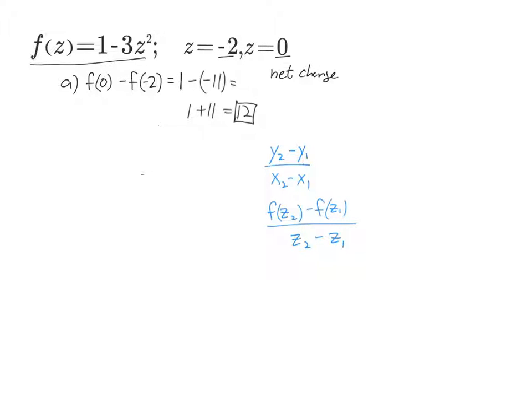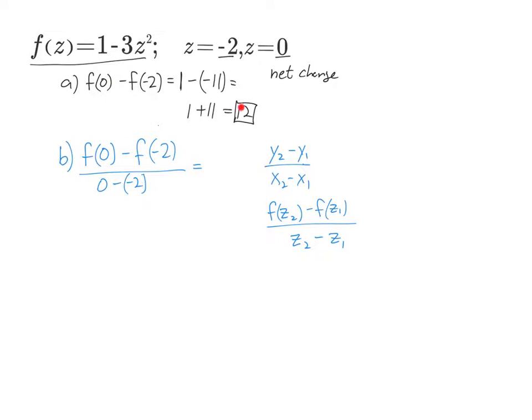So in our case, we're going to get f of z2, which is going to be f of my second input. My second input is 0. Minus f of my first input, which is -2, all over z2, which is going to be 0, minus a -2. In other words, it's my net change over the amount of inputs it's going to take. So this right here, if you notice, is the same thing as this.